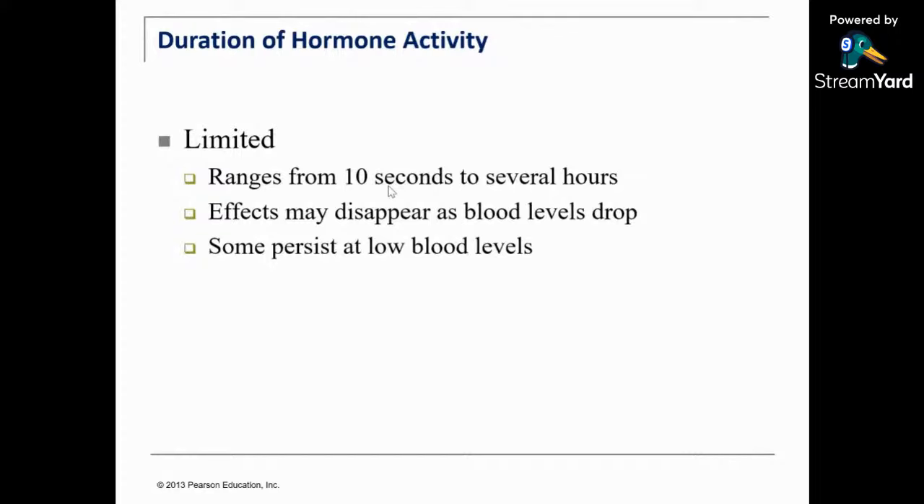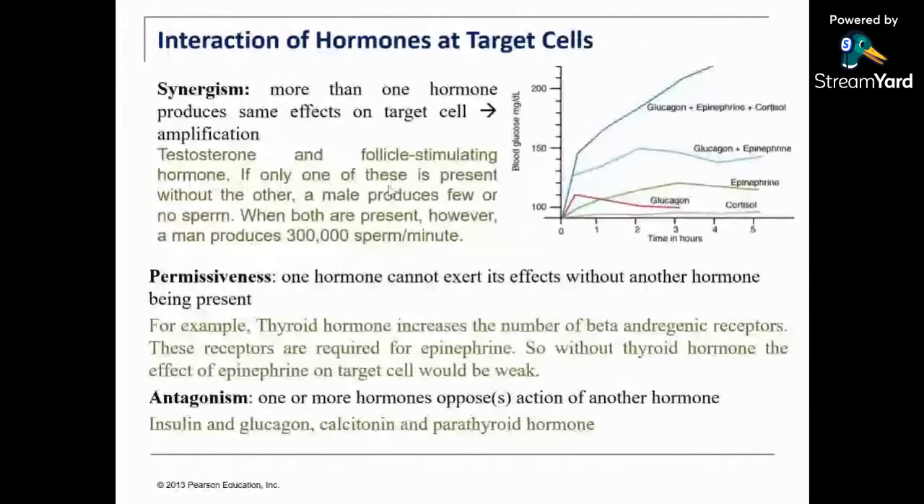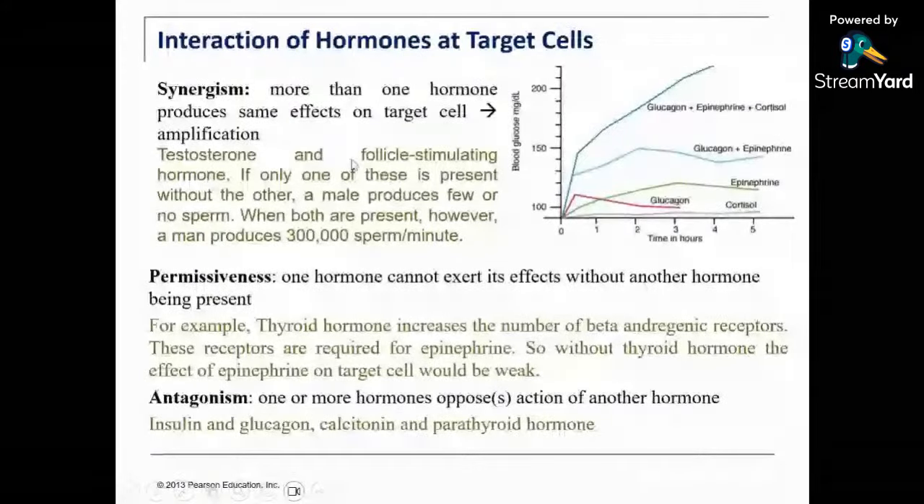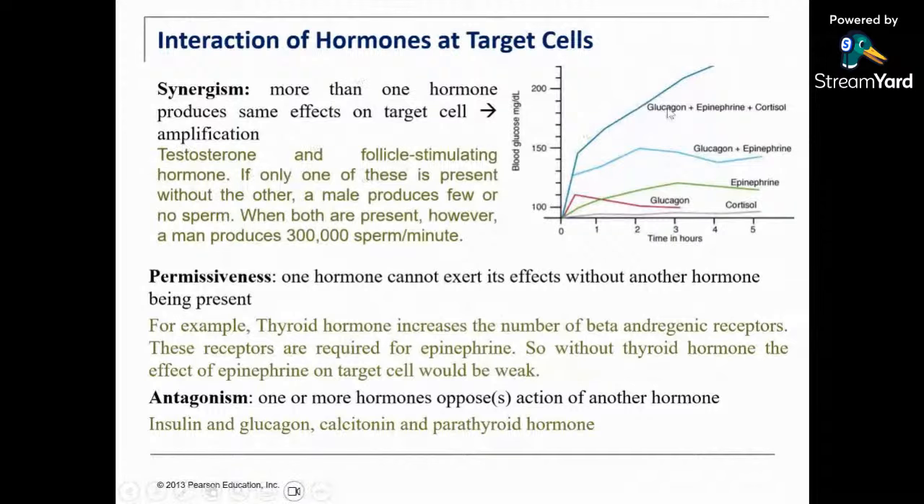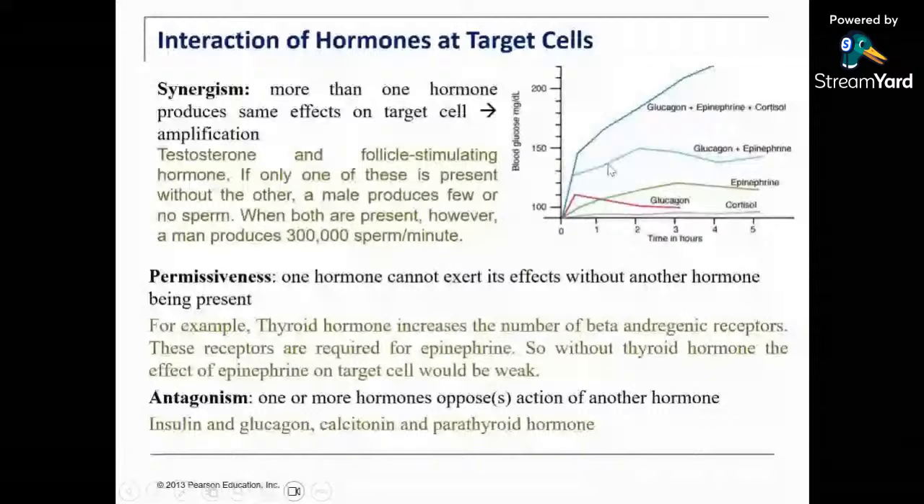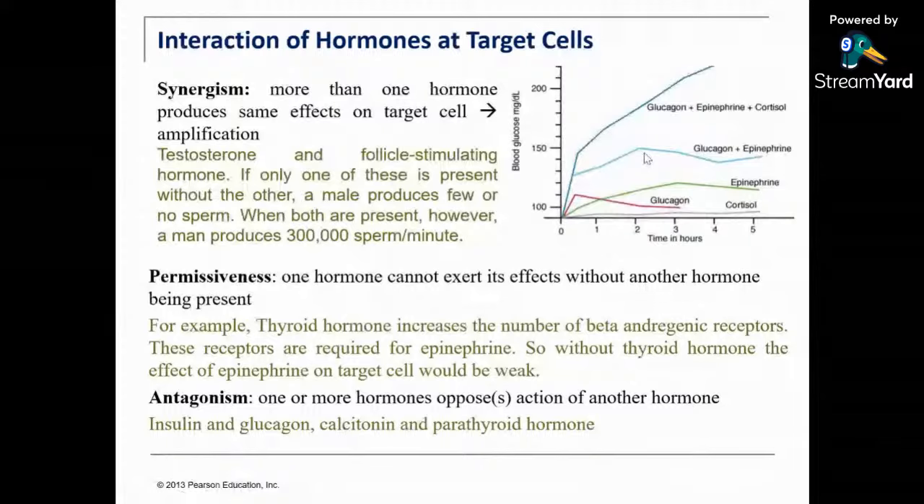Interaction of hormones at the target cell. There are different interactions. When more than one hormone produces the same effect on target cells and causes amplification, that is called synergism. Here you can find that glucagon, epinephrine, and cortisol increase the blood glucose level highly. Glucagon and epinephrine together give a little bit less. Similarly, testosterone and follicle stimulating hormone both work for sperm production.